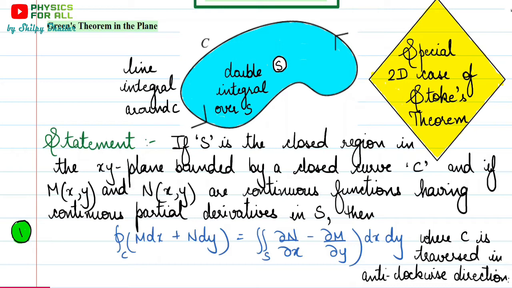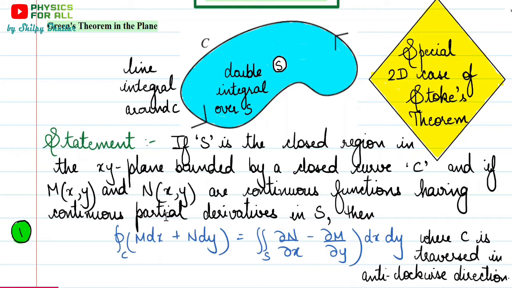So if S is the closed region in the XY plane bounded by a closed curve C, as you can see, the C is the closed curve which is defining the region. And if M(x,y) and N(x,y) are continuous functions, that means M and N both depend on x and y. So we have not shown any dependence on the z-axis. That's the reason that we are talking about the plane.